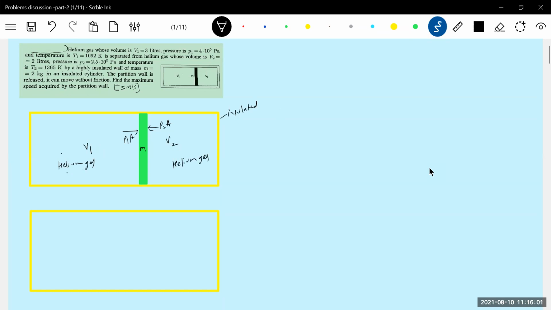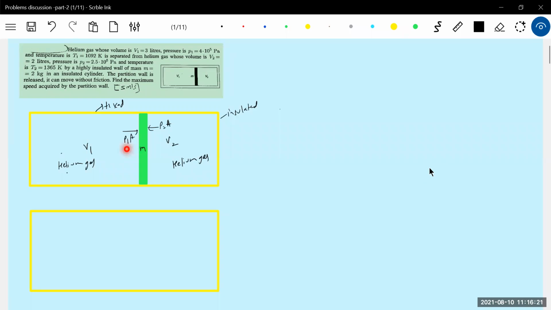Now what to do here? Just stick to the basics. The net force on the piston is towards the right, then it is going to accelerate. Let's say this is fixed and the piston is free to move. The partition wall is released and can move without friction. Find the maximum speed acquired by the partition wall.